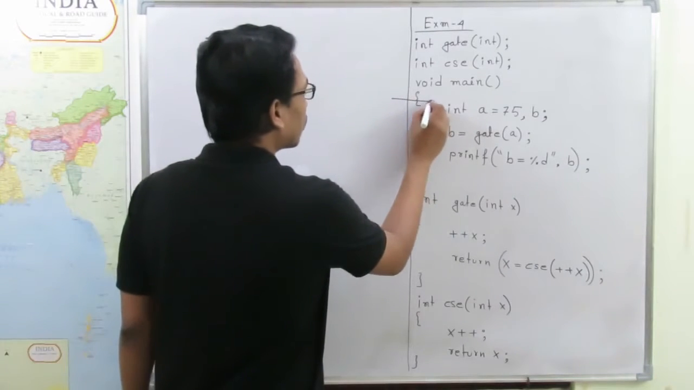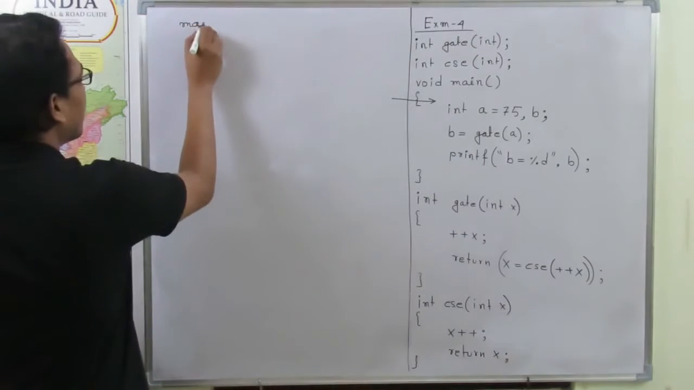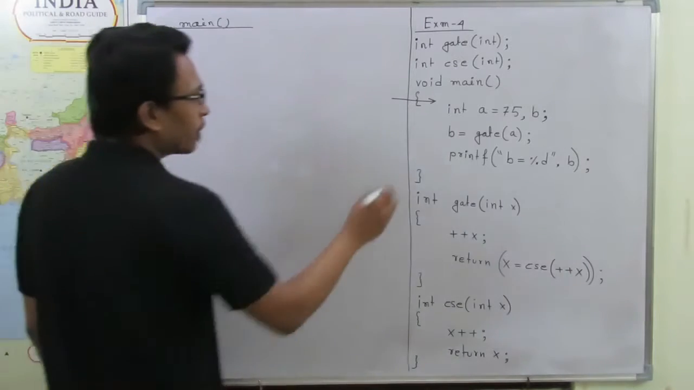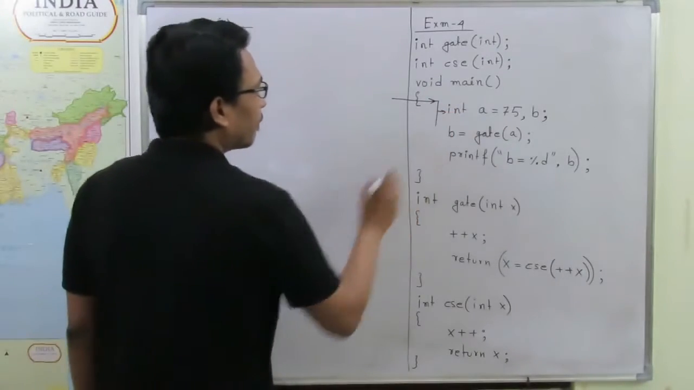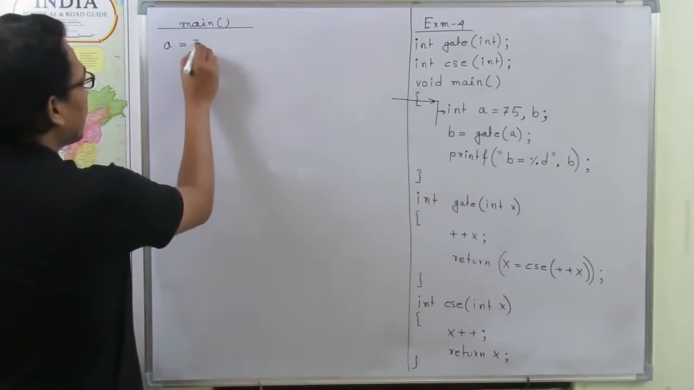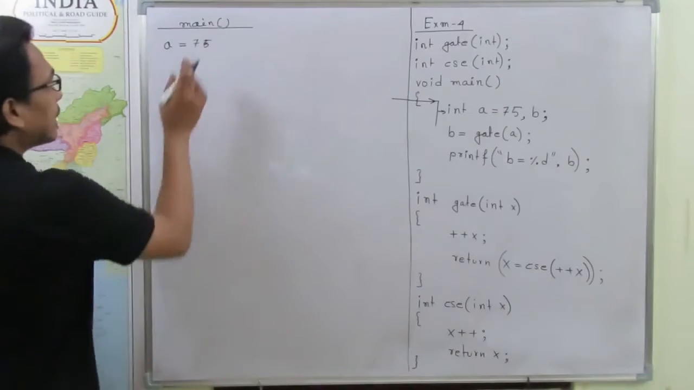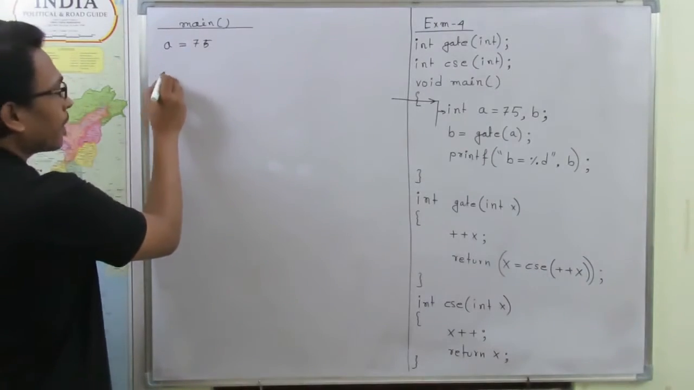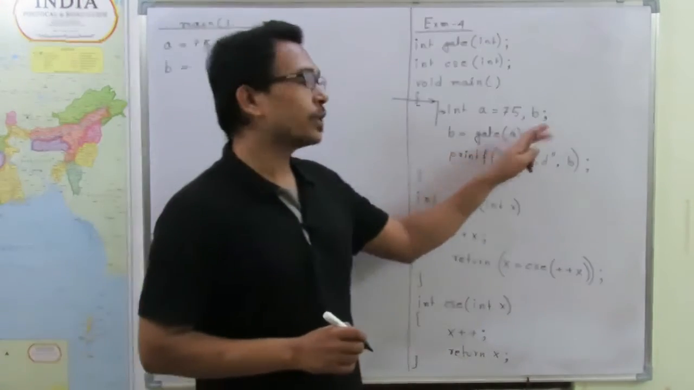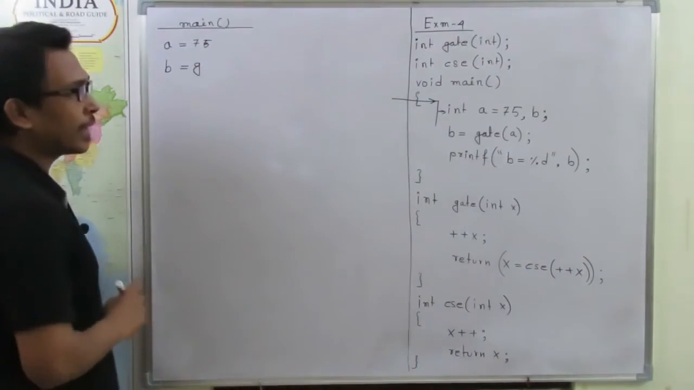The system starts execution of the program from the main function. That means first of all the system allocates a memory block for the main function. Now inside this block the system will allocate memory for variable a of type int and initialize it with value 75. Next, one more variable is declared inside this memory block, the variable name is b, and it is not initialized with any value. That means the initial value in this case will be garbage.